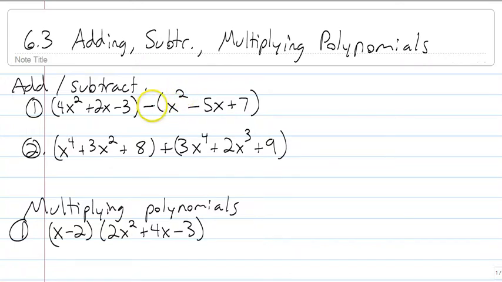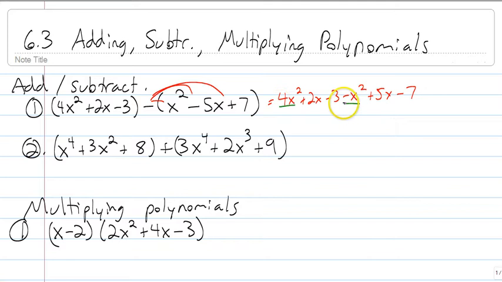Now, the first one's trickier because you have subtraction. The only thing you have to remember with subtraction is that the minus sign goes into all of these and changes the sign. So what happens is this turns into 4x squared plus 2x minus 3 minus an x squared plus a 5x minus a 7. And then just combine your like terms.